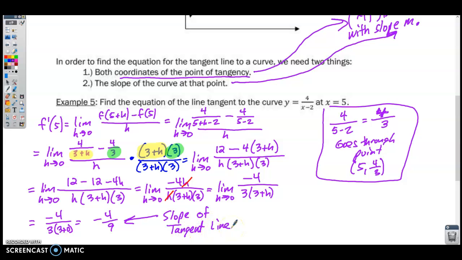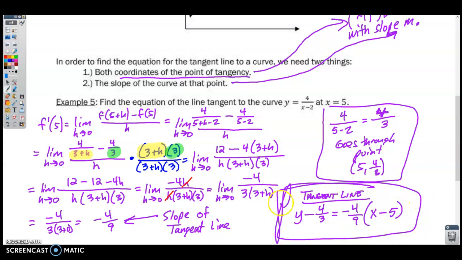And now I'm going to go ahead and use that slope along with the point in point slope form of the equation to write the equation of the tangent line. And so my tangent line is going to be y minus the y coordinate of this point, so y minus 4/3 is equal to the slope, negative 4/9, times the quantity x minus the x coordinate of the point. There's my tangent line. And I can just go ahead and leave it like that.